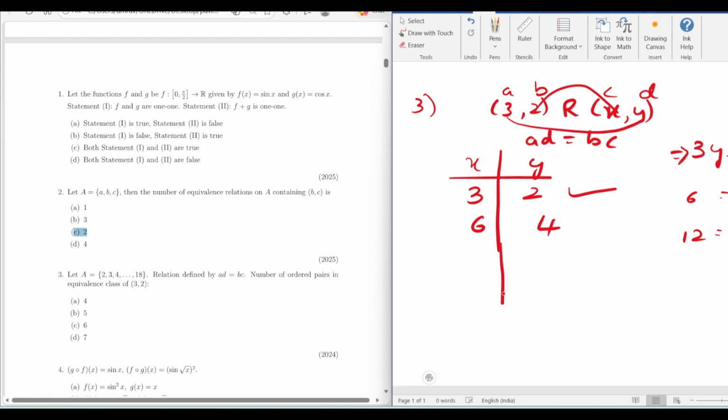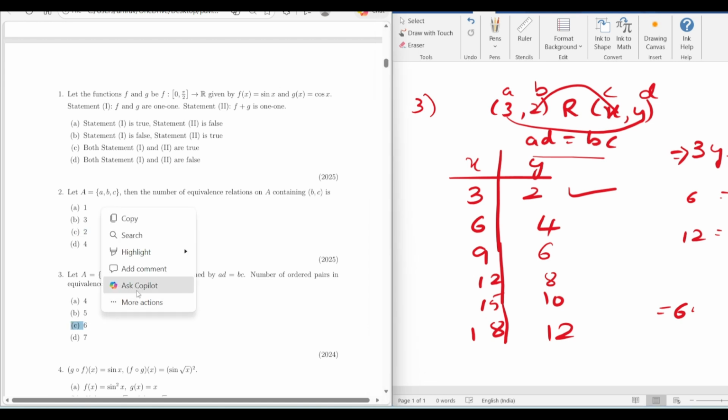If you observe the pattern here, 3, 6, then obviously it must be 9, 12, 15, 18. You will stop at 18 because the set contains elements only up to 18. Here 2, 4, 6, 8, 10, 12. So totally how many ordered pairs are you getting? 1, 2, 3, 4, 5, 6. So totally there are 6 ordered pairs. Any ordered pair you put here will definitely satisfy the condition AD equals BC. So the correct option is option C, 6, as the answer.